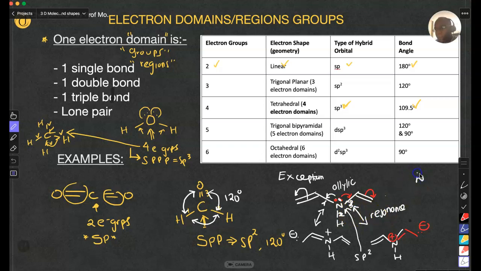However, if the lone pair is always there, like in the case of ammonia, you want to count that lone pair also. One electron group, second electron group, this bond is 3, this is 4. In that case, this nitrogen has 4 electron domains. It will be sp3. So just know that if the lone pair is taking part in resonance, it's not an electron domain. All right, so let's look at specifics.